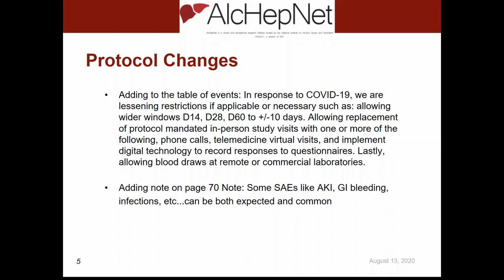Then on page 70 in the protocol under the SAEs, we're adding a clarifying statement saying that SAEs like AKI, GI bleeding, infections, etc. can be both expected and common. Does anyone have any questions? Okay.